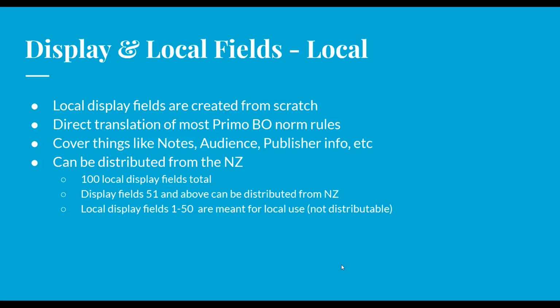We've got 100 local display fields total allotted to us. This is for the whole network, not just an institution. Display fields 51 and above can be distributed from the NZ network zone, and fields 1 through 50 are meant specifically for local use, so for each individual institution, and because of that are not distributable.